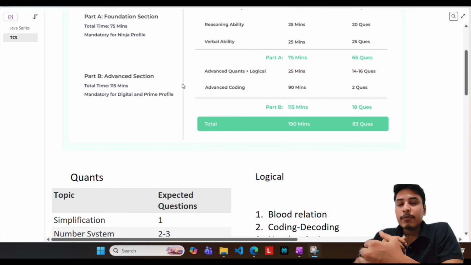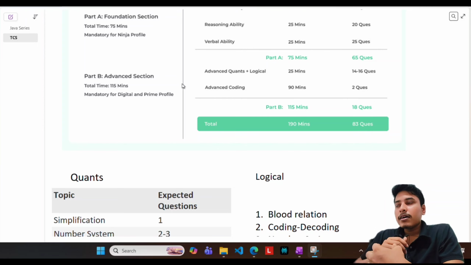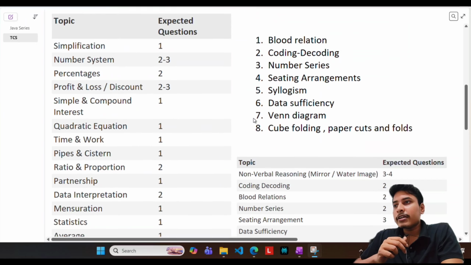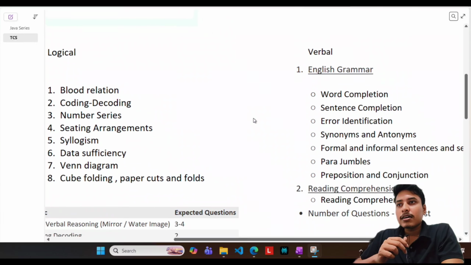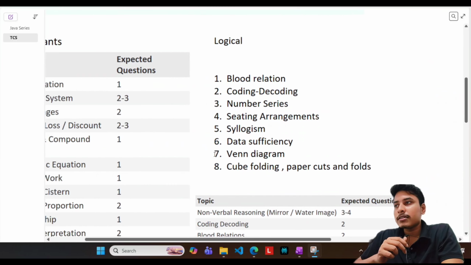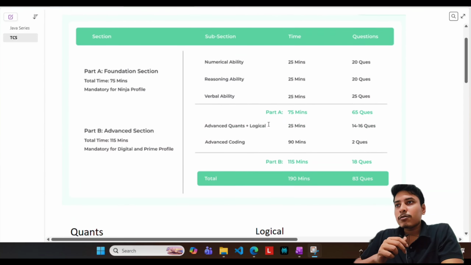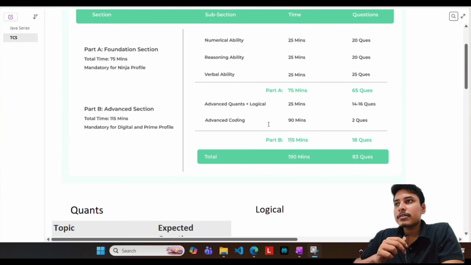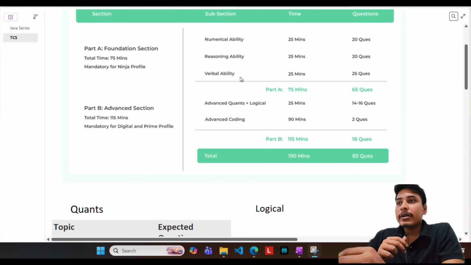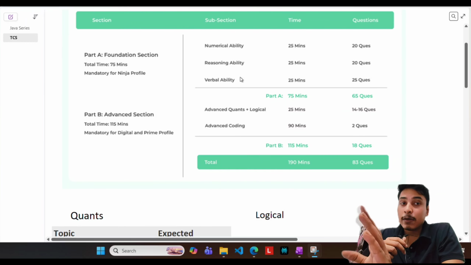For verbal ability, it is even easier. Here I have already written the topics and syllabus of verbal ability, logical reasoning, and quantitative aptitude, so I'm showing you all that. For verbal ability, there will be 25 minutes and 25 questions. It is easier than numerical ability and reasoning ability.